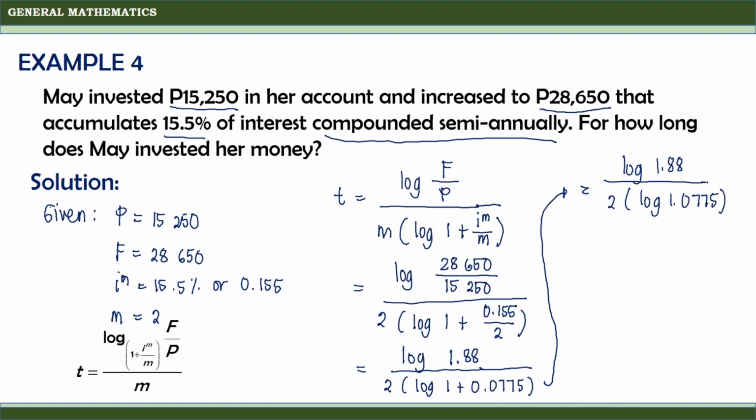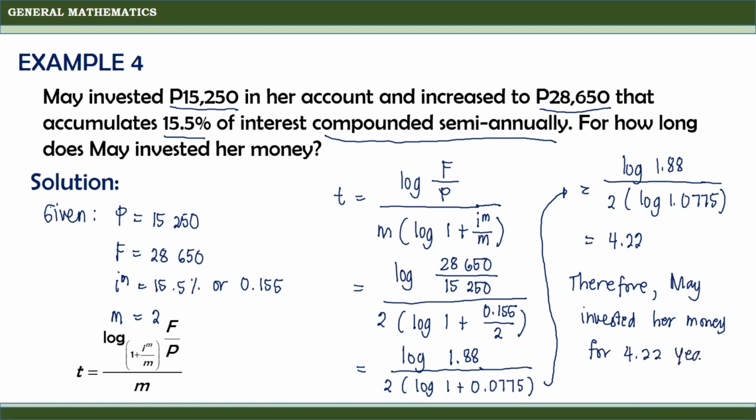From here, you may key in this directly to your calculators and it will give you an answer that is approximately equal to 4.22 years. Therefore, May invested her money for 4.22 years.